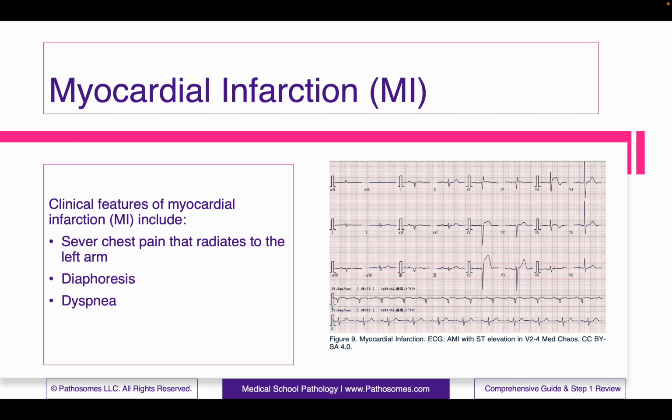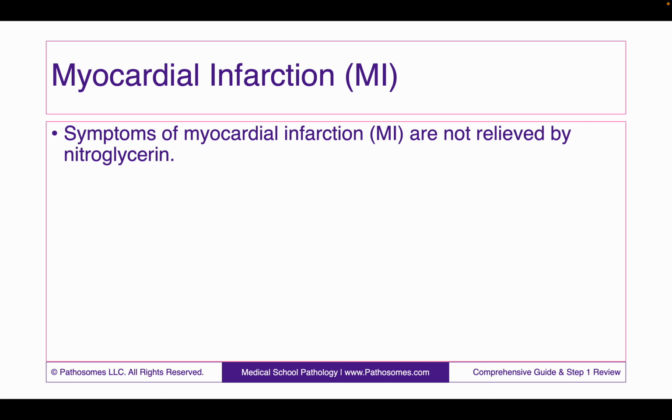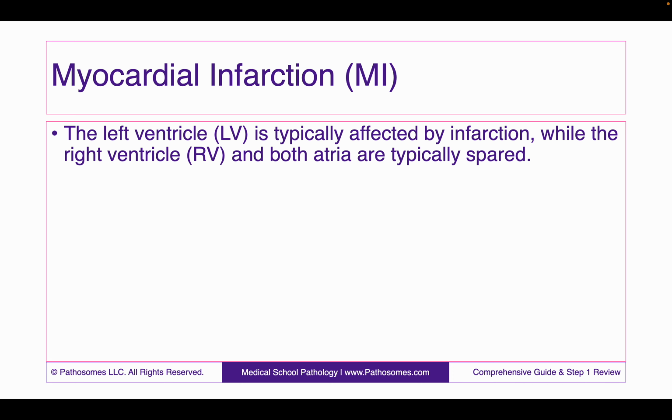Clinical features of myocardial infarction include severe chest pain that radiates to the left arm, sweating, otherwise known as diaphoresis, and dyspnea. Symptoms of myocardial infarction are not relieved by nitroglycerin. The left ventricle is typically affected by infarction, while the right ventricle and both atria are typically spared. And the rationale behind that is because the left anterior descending artery is usually the one that's obstructed.